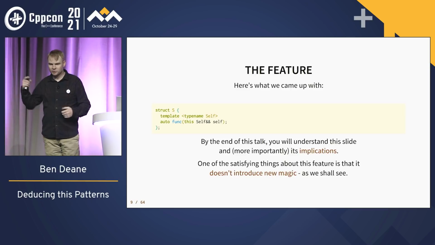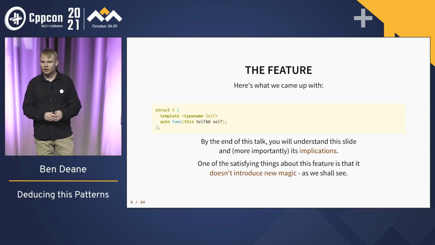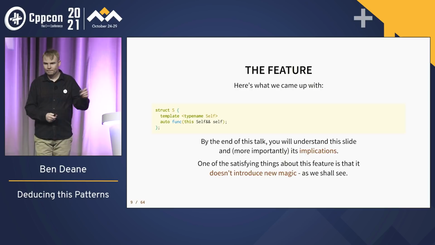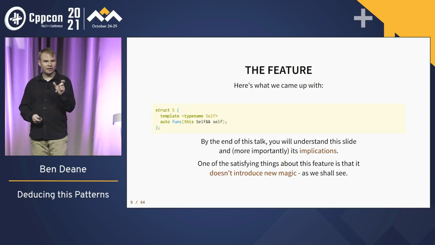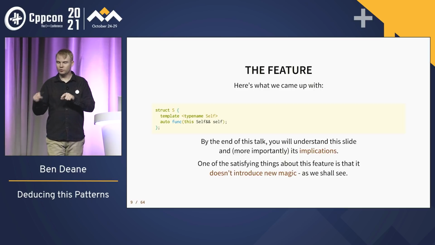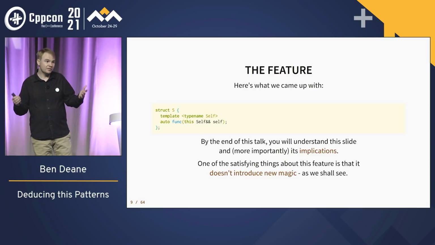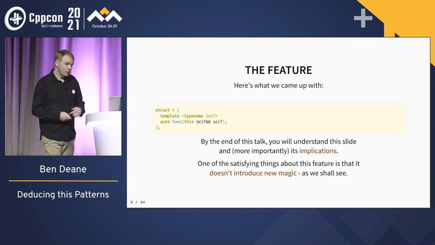When you write a member function, this is the variant of the feature where we're deducing this. It can be a template, and the first argument there is the implicit object argument, and it's prefixed with this. So by the end of this talk, you will understand what this slide means, and we'll go through examples, and I hope you'll get some ideas and get excited about it for your own code.